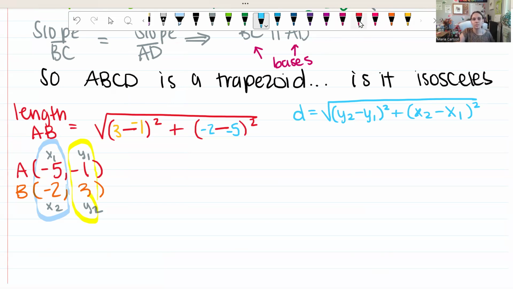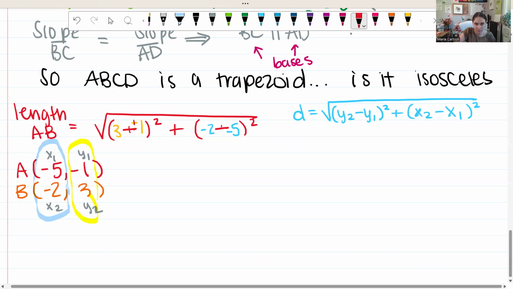Now, I really encourage you to simplify this part in your head. It looks scary, but know that those two negatives in a row are pluses, right? So these are plus signs. So this is really the square root of 3 plus 1 squared, or 4 squared, plus -2 plus 5 squared, which -2 plus 5 is 3 squared.